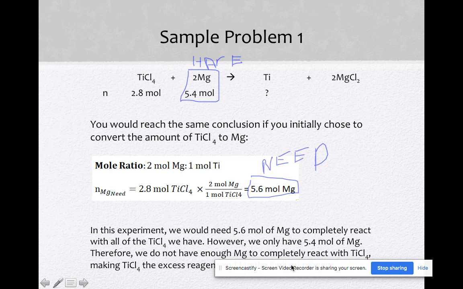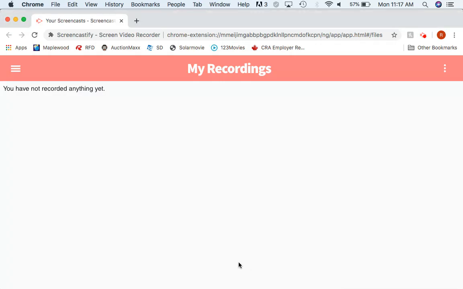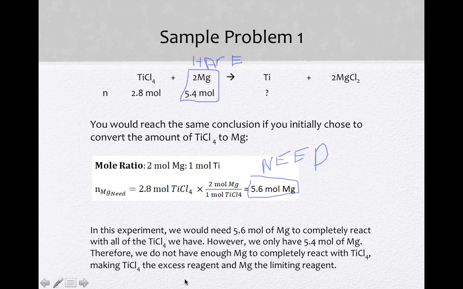So from here, we'd be asked to try to communicate this. So in this experiment, we would need 5.6 moles of magnesium to completely react with all of the titanium chloride we have. However, we only have 5.4 moles of magnesium. Therefore, we do not have enough magnesium to completely react with the titanium chloride, making TiCl4 the excess reagent and Mg the limiting reagent, the exact same conclusion that we reached the first time.